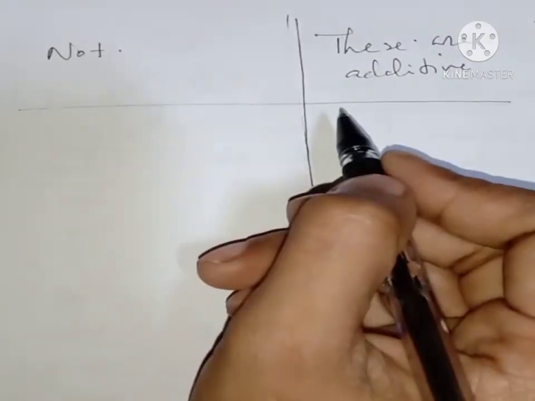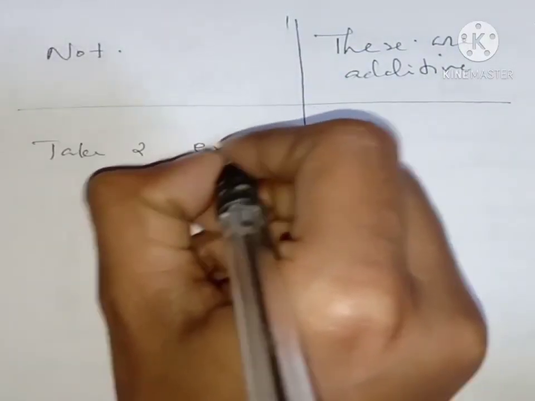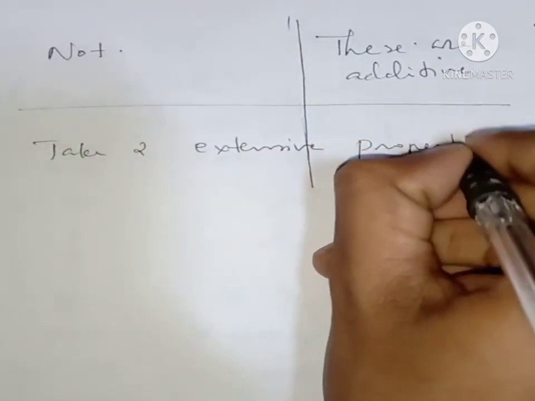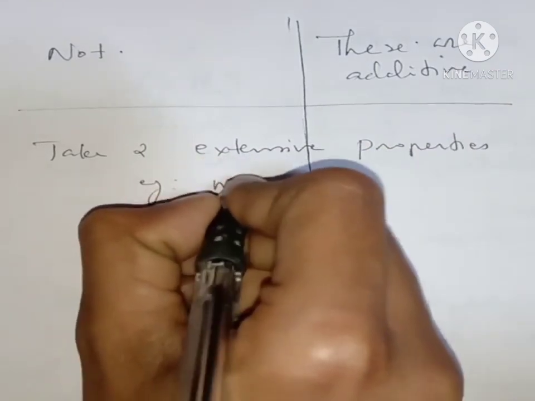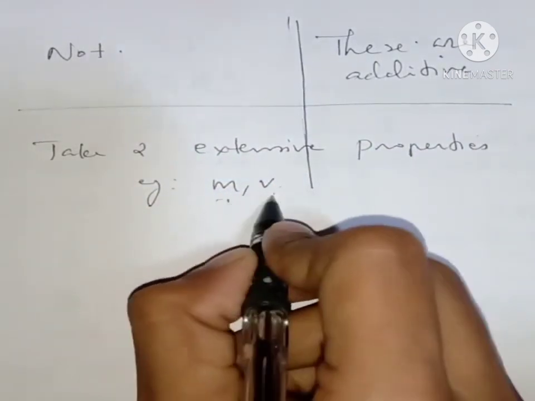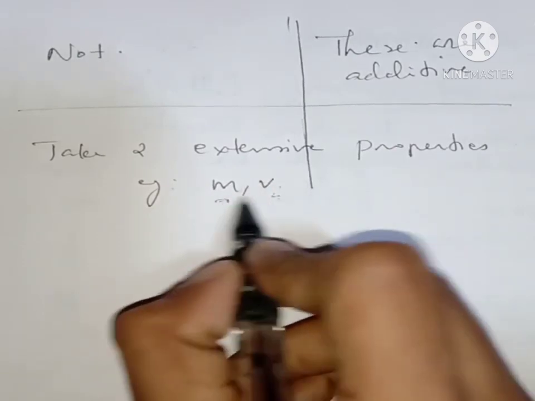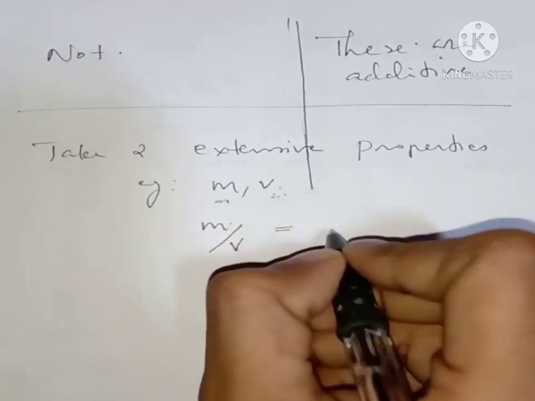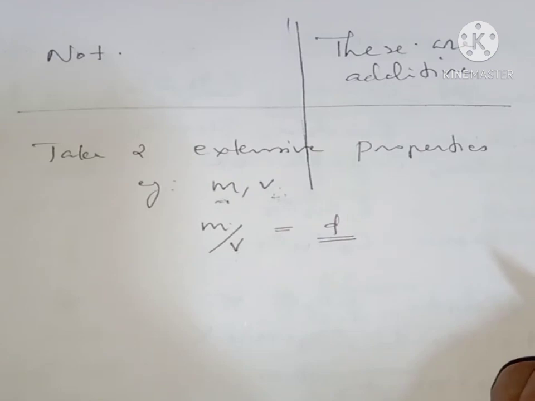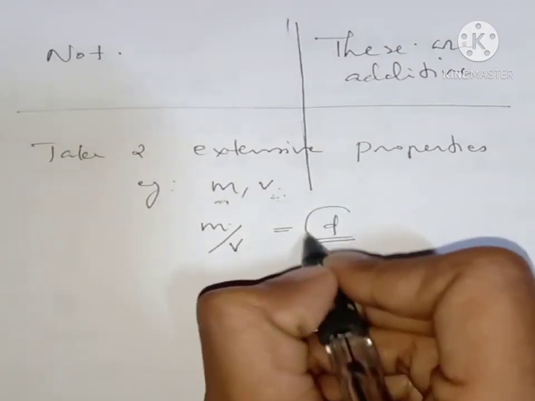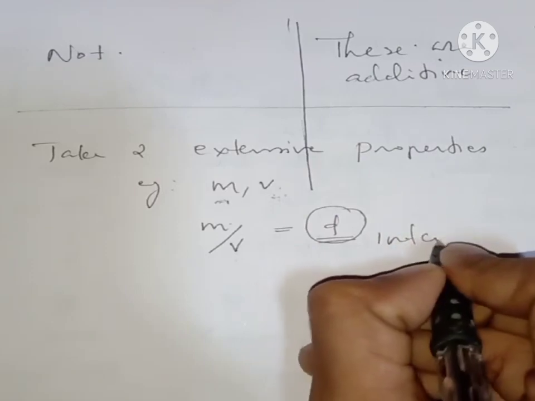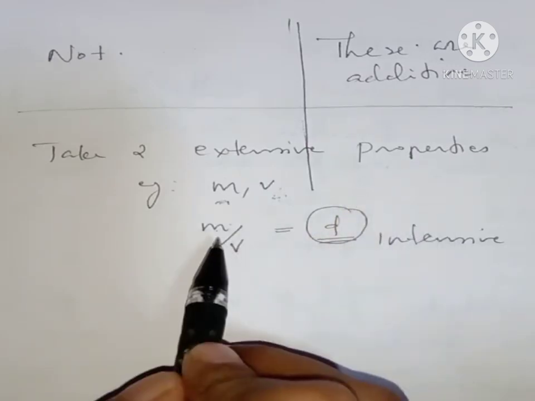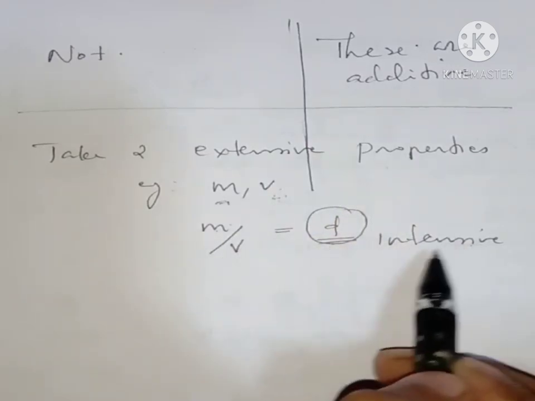And one more thing is there. If we take two extensive properties, for example, we can take mass and volume. Mass and volume are extensive properties. That is, both these properties depend on the amount of substance. If we divide mass by volume, the answer will be density. Here, density is an intensive property. That means if we divide two extensive properties, the quotient obtained will be an intensive property.